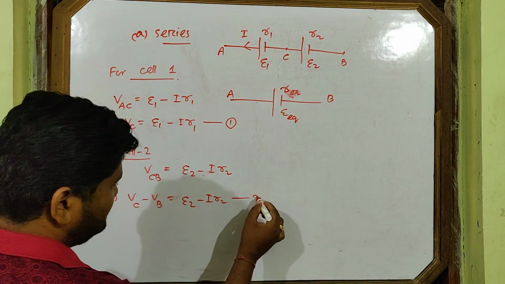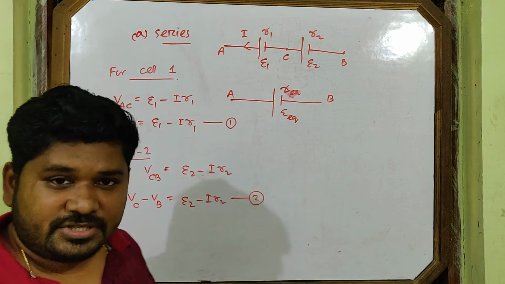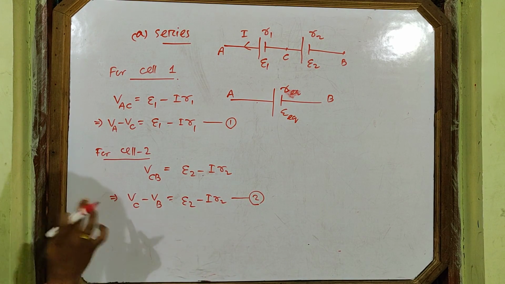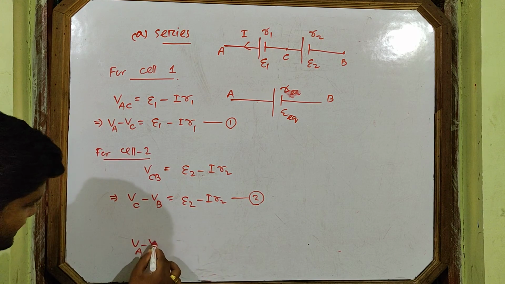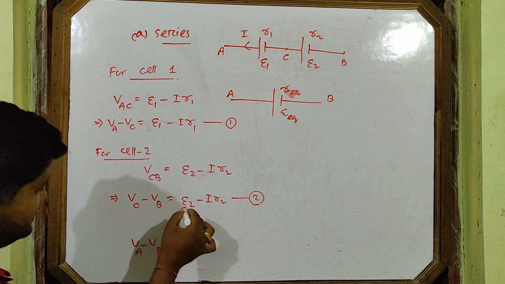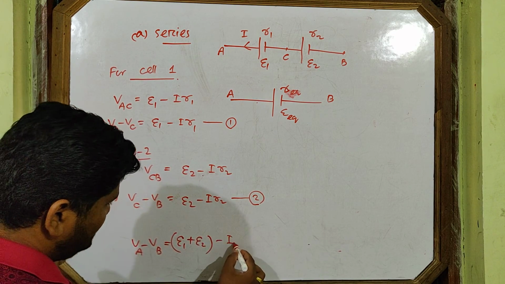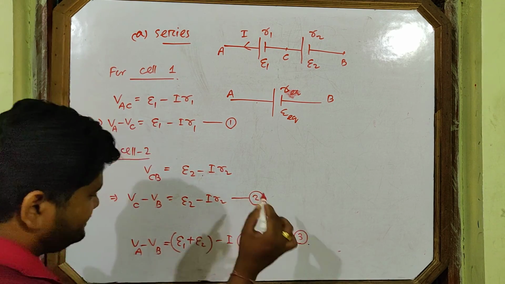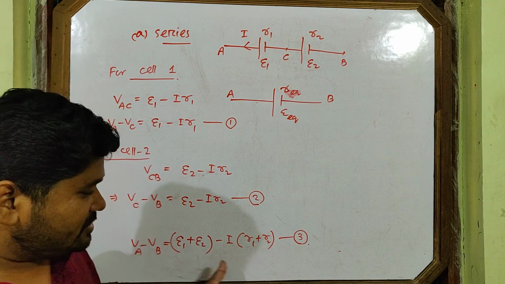So this is equation number 2. Now let's add these two equations. This is totally mathematics. You add these two equations. So LHS plus LHS, what will we get? VC cancels. What will we get? VA minus VB equals E1 plus E2 minus I whole into R1 plus R2, equation number 3. I just add equation 1 with equation 2, so this is equation number 3.